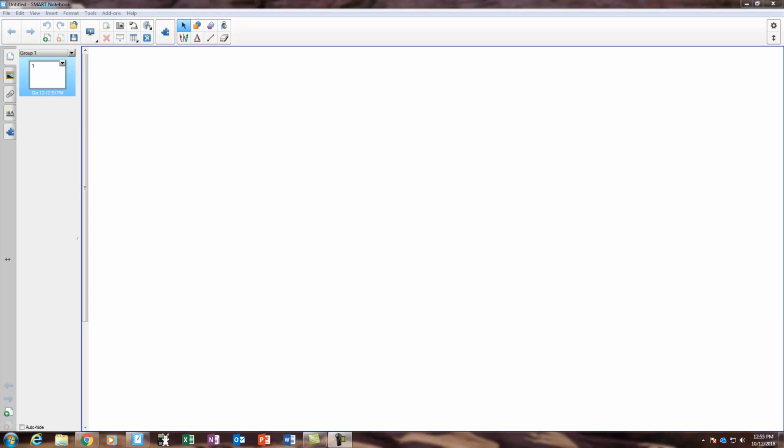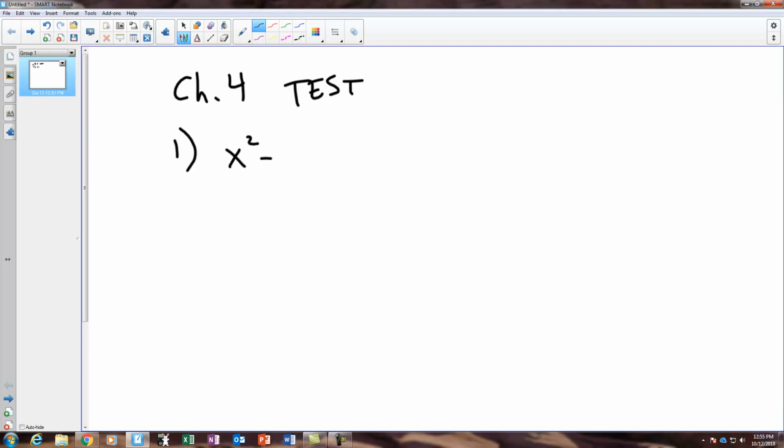Okay, so this is the Chapter 4 test review. We're going to go through and look at the questions on the Moodle version. We've got a few different versions out there, but the one we're going to be looking at starts with x squared minus 49, and you're being asked to factor it.